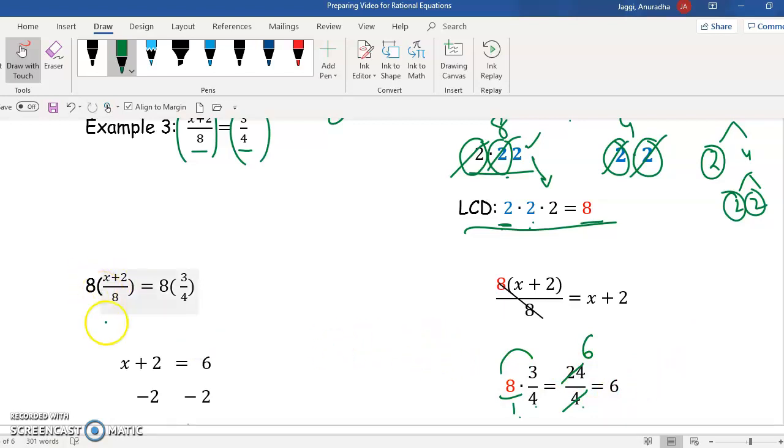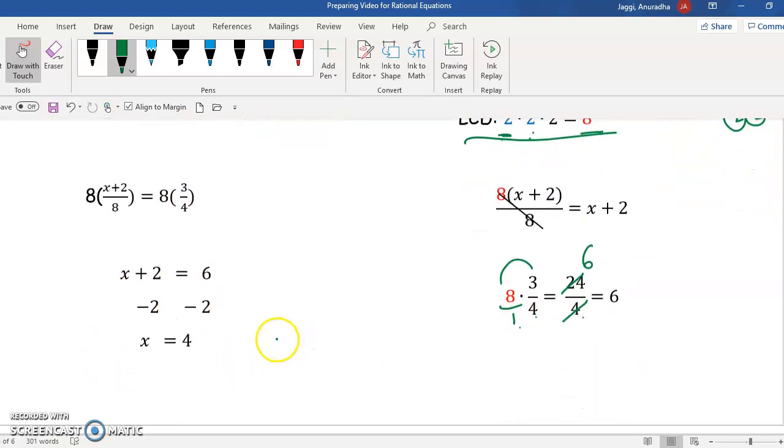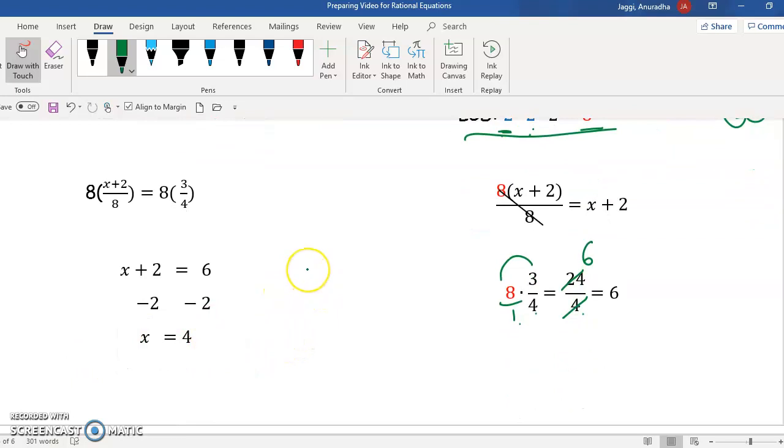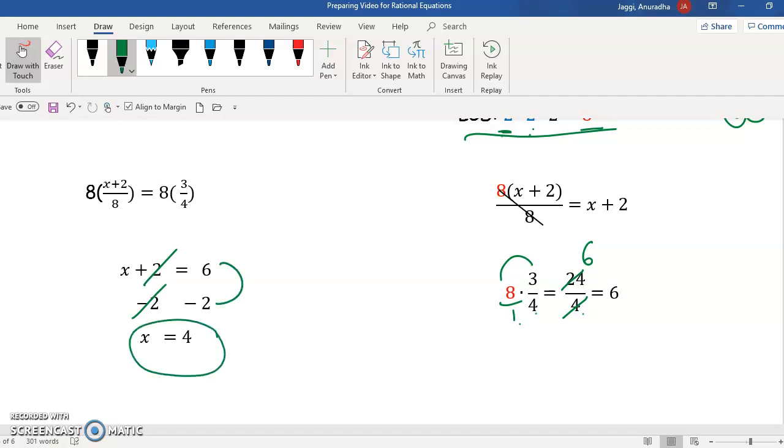Now you replace this with x plus 2 on the left hand side, and the simplified 8 times 3 by 4 became 6, so you replace it. After that, you know how to solve for x in a linear equation. Get rid of the term which is added or subtracted to the x term first. So this is 2, you're going to subtract 2 from both sides, and you will get x on the left hand side. 6 minus 2 is a 4, and x equals 4 is the answer.